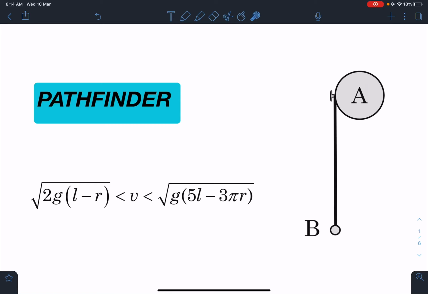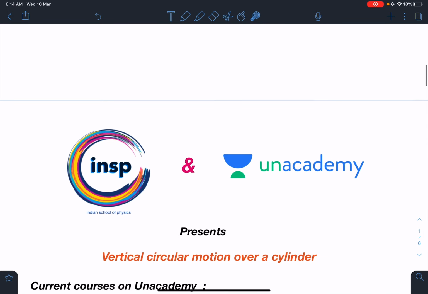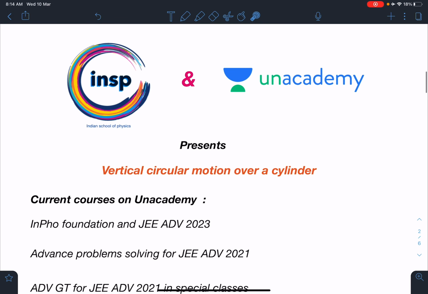Guys, this is Nitin here, and today I have come up with another very amazing problem from Pathfinder. It is a vertical circular motion based problem. The name of this problem is vertical circular motion over a cylinder.